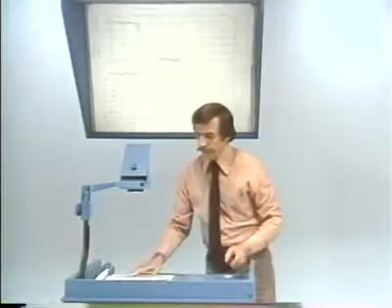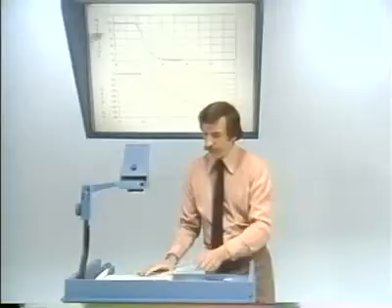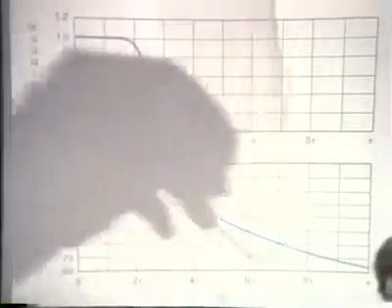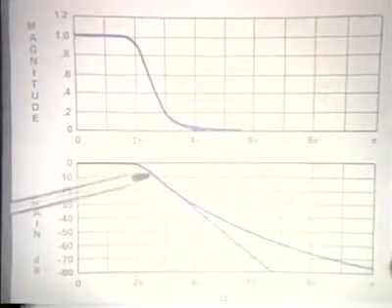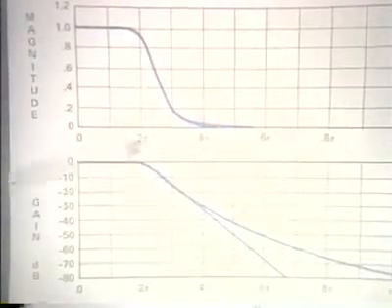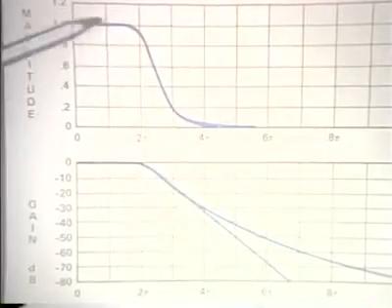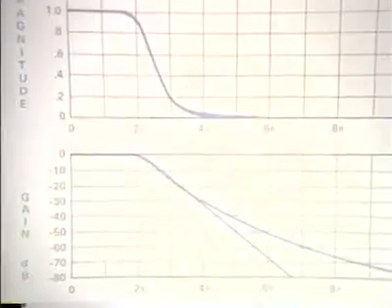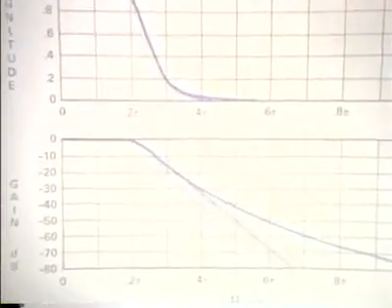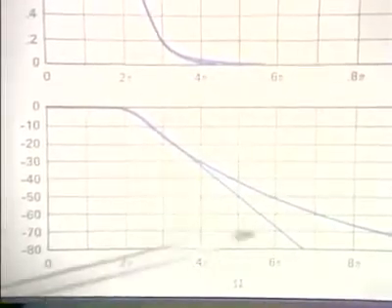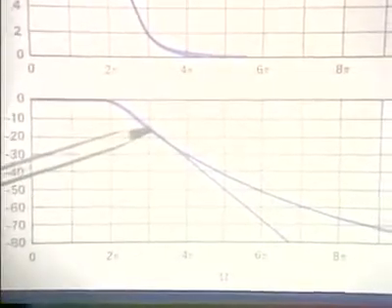The impulse invariant design is what I indicate here. The bilinear transformation design is now overlaid on top of it. It's hard to see much difference on a linear magnitude scale, but let's look on a logarithmic scale. And this one that I'm lifting is the bilinear transformation. And this is impulse invariance.